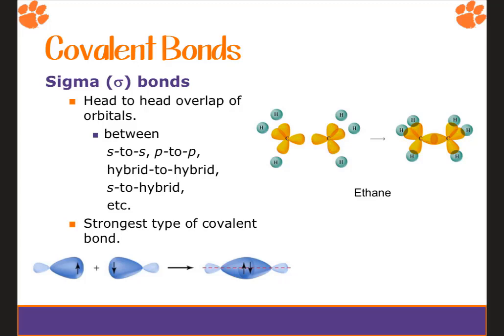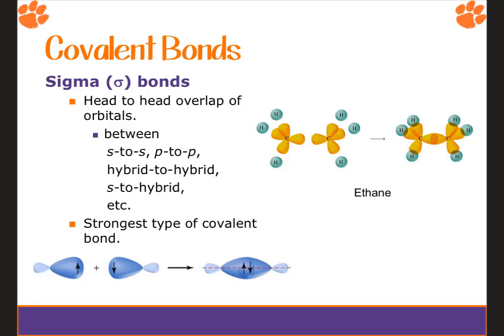All right, so when these overlap, you can make different types of bonds. The first bond we're going to talk about is a sigma bond, abbreviated with the Greek letter sigma. These are head-to-head overlaps of the orbitals. These can happen when you have unhybridized orbitals, so s to s or p to p, or a hybrid orbital to a hybrid orbital, or an s to a hybrid orbital. These are the first bonds that a molecule makes.